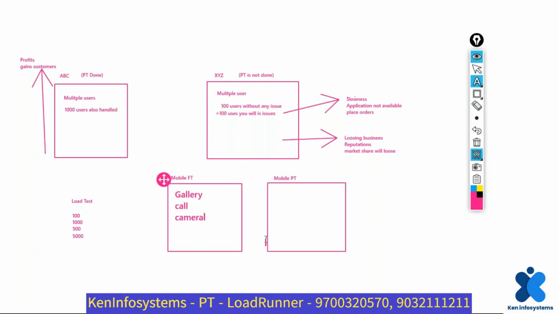Whatever actions we are doing, whether that action is performing properly or not, that is nothing but the functionality of the application. If you make calls, are they going or not? If you send a text message, is the message going or not? If I click on the gallery button, is it opening or not? This is what is meant by the functionality of your mobile.